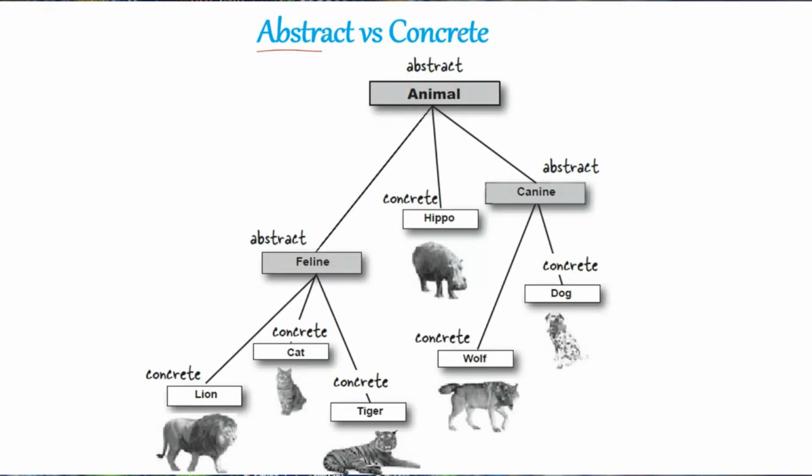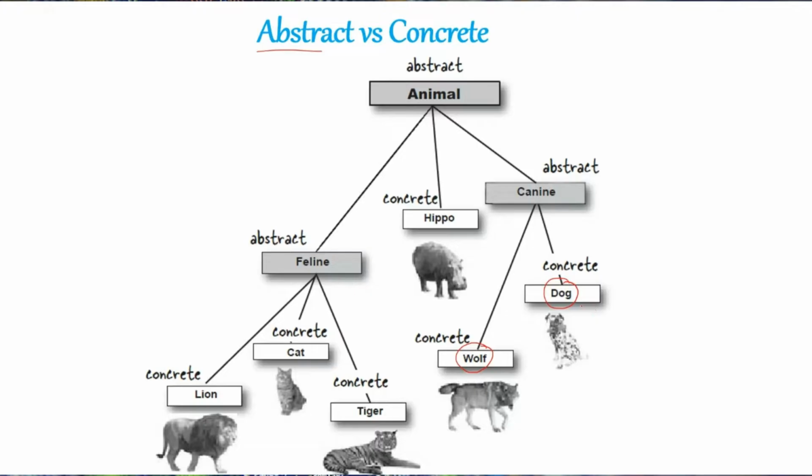The concrete class is a solid class. And when I'm saying concrete and solid, I mean that an object can be created. So in the animal hierarchy, from animal there is another abstract class, canine. And from this canine you have two classes.